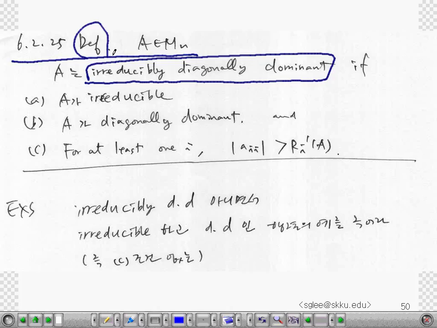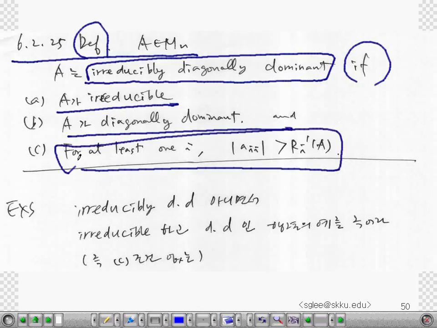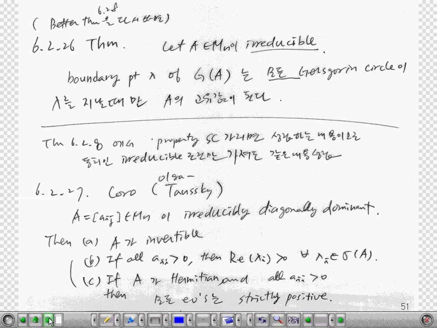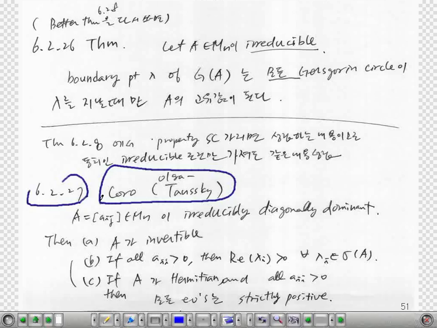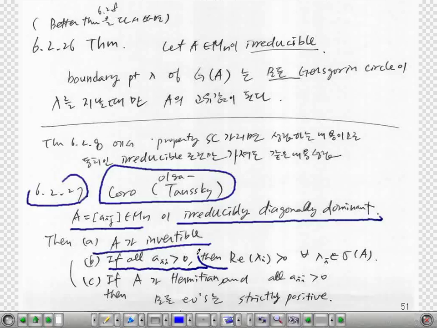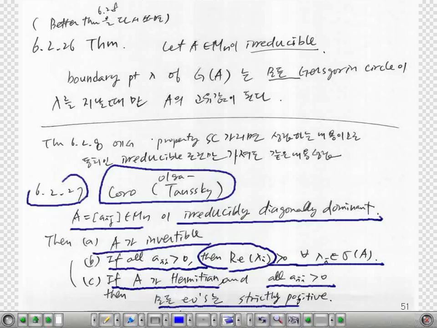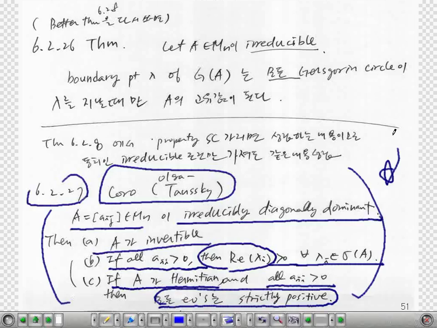Next theorem. There's one more definition, for irreducibly diagonally dominant. If A is irreducible and diagonally dominant, and it is strictly diagonally dominant for at least one row, then we call it irreducibly diagonally dominant. Then we have this corollary by Ostrowski-Taussky. If A is irreducibly diagonally dominant, then A is invertible. If all a_ii are positive, then the real parts of all eigenvalues are positive. And if A is Hermitian and all diagonal entries are positive, then all eigenvalues are strictly positive. This can all be obtained.